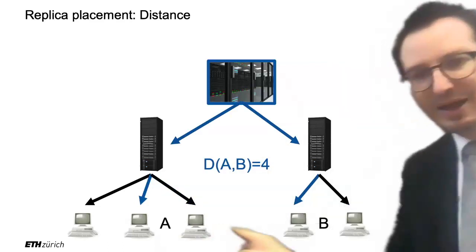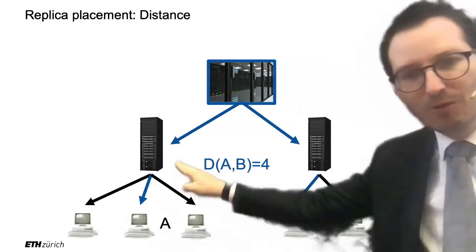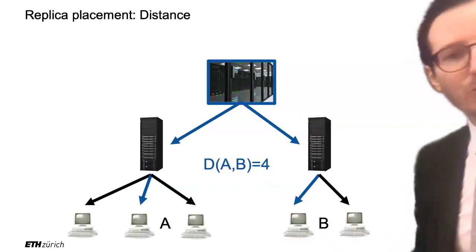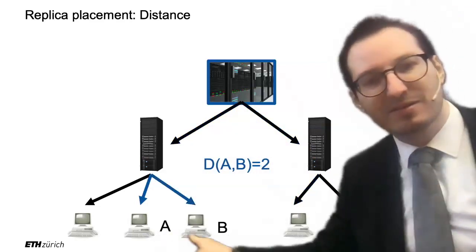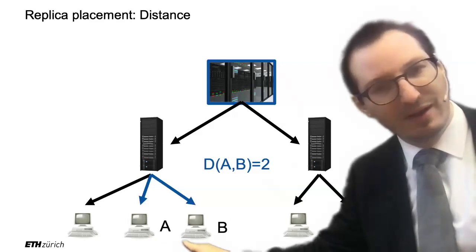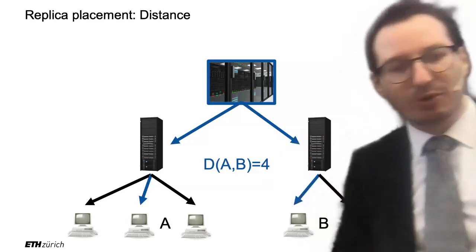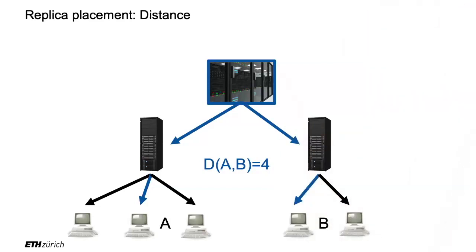Now, if you consider A and B, the distance is now 1, 2, 3, 4, right? So you can see that these are closer to each other than these two. Who agrees? And the reason they are more distant really has to do with the length of the cable that you have to traverse, right?